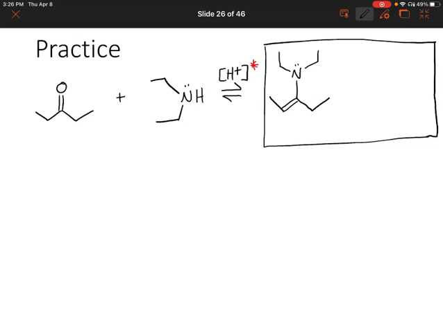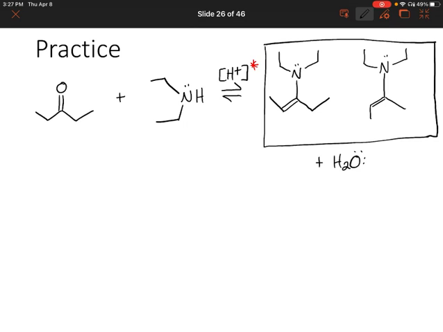Okay, let's see. Are there any other products in this reaction? Well, we did say that water was a product, right? But looking at our double bond, is there a different way that we could have formed that double bond, or a different type of alkene we might have formed? So remember, double bonds can exist as either cis or trans, right? So we could have just as easily formed this product.